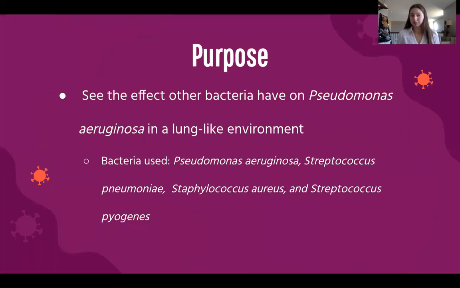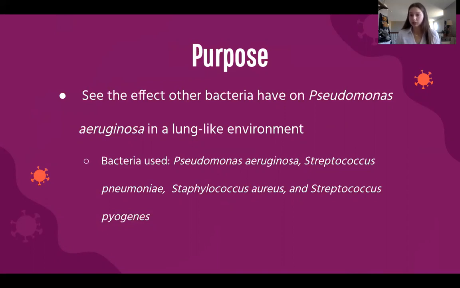So the purpose of my experiment was to see how other bacteria presented with Pseudomonas can enhance growth rate in a lung-like environment. The bacteria I used in this experiment were Pseudomonas, Streptococcus pneumoniae, Staphylococcus aureus, and Streptococcus pyogenes. I chose these bacteria because in my research I found that these are some of the most common infections presented in CF patients. They might not cause death, but it's a lot of infections that they can pick up.